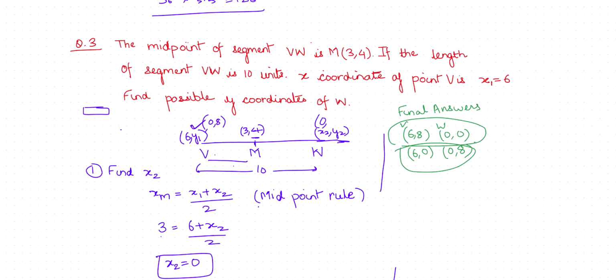So first we found x2, the x coordinate of W, which we got as 0. That is the same for each, and the x coordinate of V is the same for each. Then we used the distance formula, where the distance is 5, and we got two values of the y coordinate of V, which are 8 and 0. Then again we used the midpoint formula because now we have V and W both. Only y2 was missing and we know the midpoint. So we used 4 as the y coordinate of the midpoint and both y coordinates of V, 8 and 0, and we got two y coordinates of W. So these are the two possible answers.